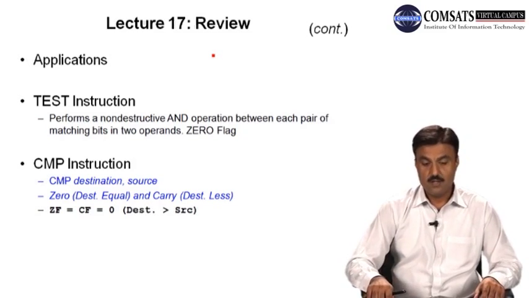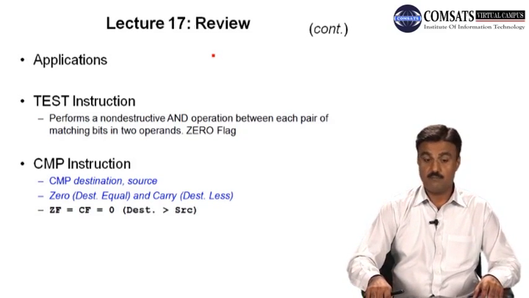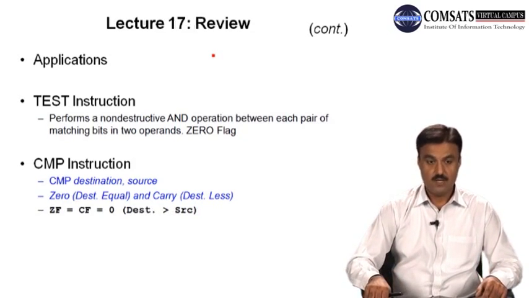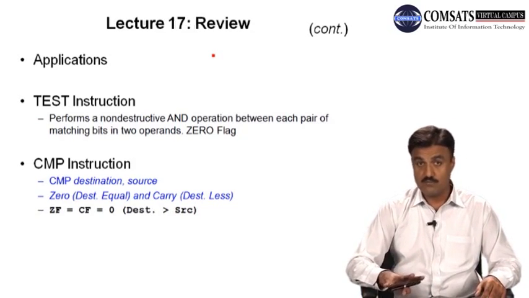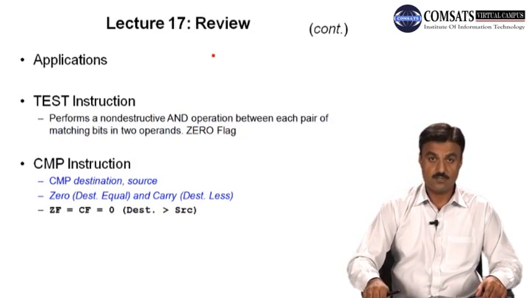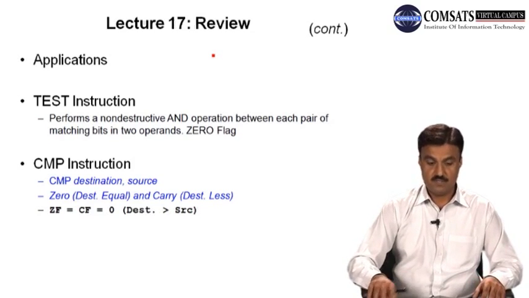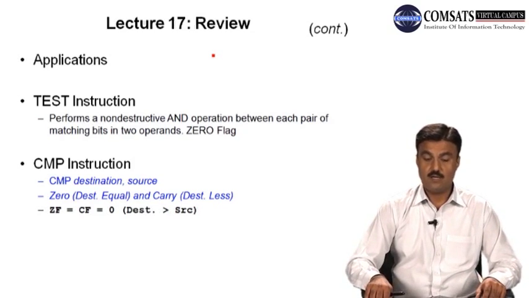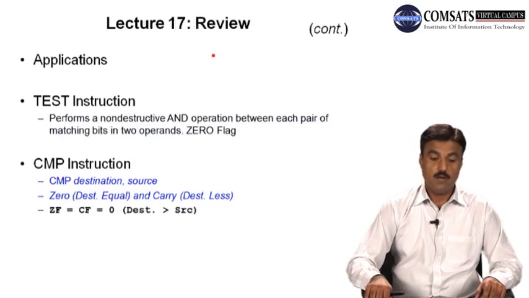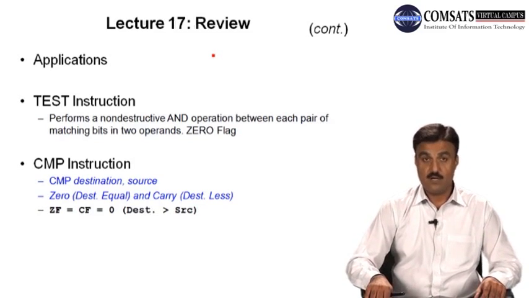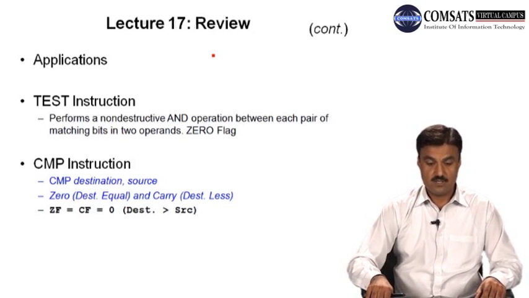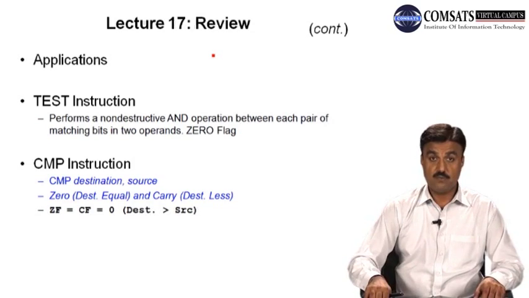Inside this compare instruction there were different comparisons. Even though this instruction is similar to the test instruction, it will not modify the contents of either the source or the destination register, but it will perform subtraction between the two. If they are equal, then the zero flag will be high. If the destination is less than the source, then the carry flag will be high. The zero and carry flags will be 0 if the destination is greater than the source. So this is the overview of the previous lecture.